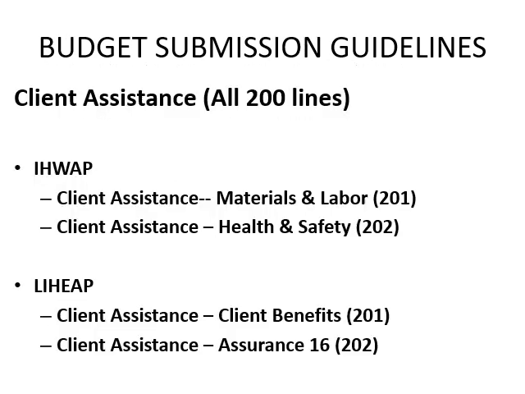So client assistance, which consists of the 200 series of budget line items. For ILOC, those are client assistance material and labor, which is budget line item 201. Health and safety client assistance, which is budget line item 202. For LIHEAP, they are client assistance client benefits, which is 201. Client assistance assurance 16, which is budget line item 202.